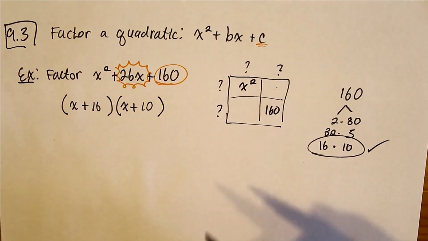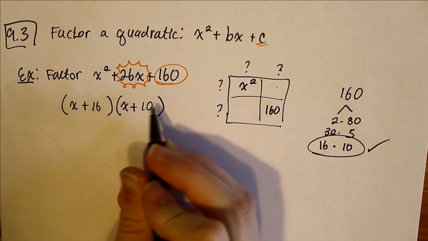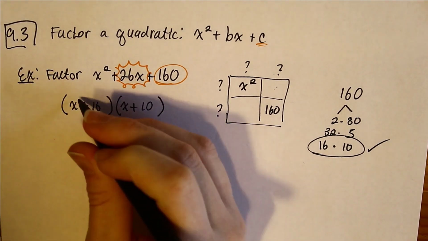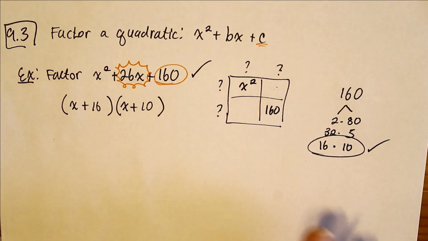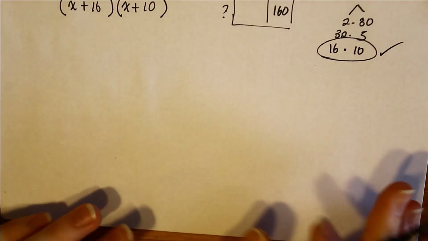How do you check that your answer is right? Well, you just double distribute it back out, you do your box method, you do your FOIL, and you confirm that you get this answer back. Okay, remember that sometimes your numbers are not always positive.